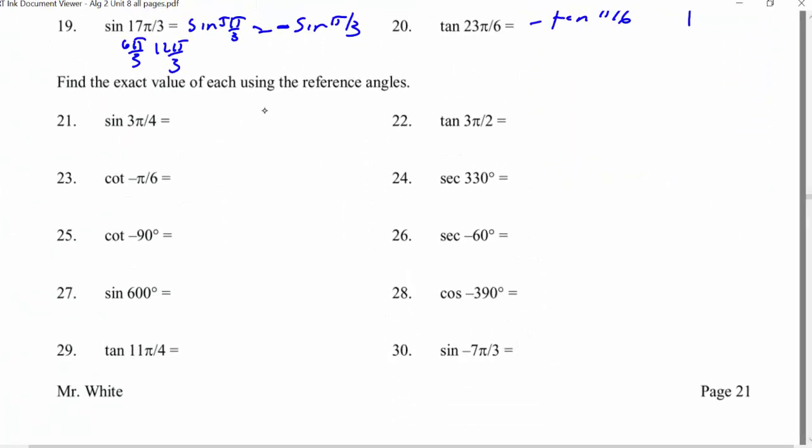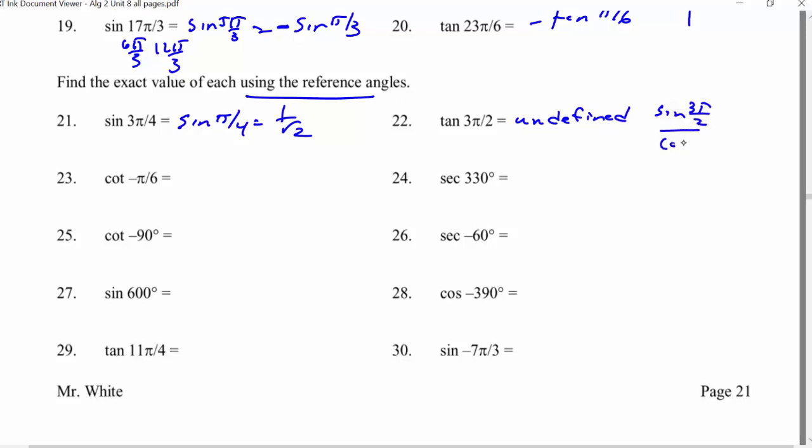Find the exact value of each using the reference angle. Okay, so the sine of 3 pi over 4 is like the sine of pi over 4, which is 1 over root 2. The tangent of 3 pi over 2 is undefined. Because tangent is sine over cosine, so that would be the sine of 3 pi over 2 over the cosine of 3 pi over 2, which would be negative 1 over 0. That's undefined.